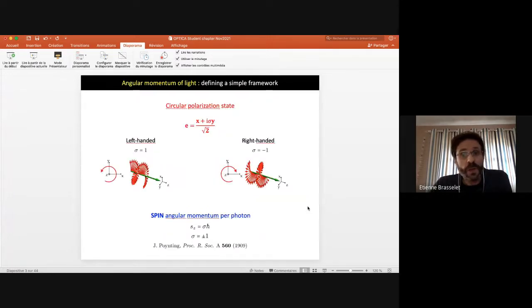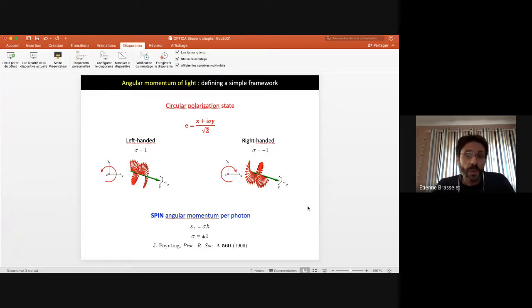And here is a representation of the particular polarization states of light we will be interested in through this presentation, which are the circular polarization states, described by x plus or minus i times the y vector, divided by square root of 2 for normalization. With the two cases, sigma equal 1 or sigma equal minus 1, you will have the two representations that you can see on the left and on the right that respectively refer to left-handed and right-handed circular polarization states. As you can see here, the red arrows refer to the electric field position in space at a given time. So this is a snapshot of the electric field in space.